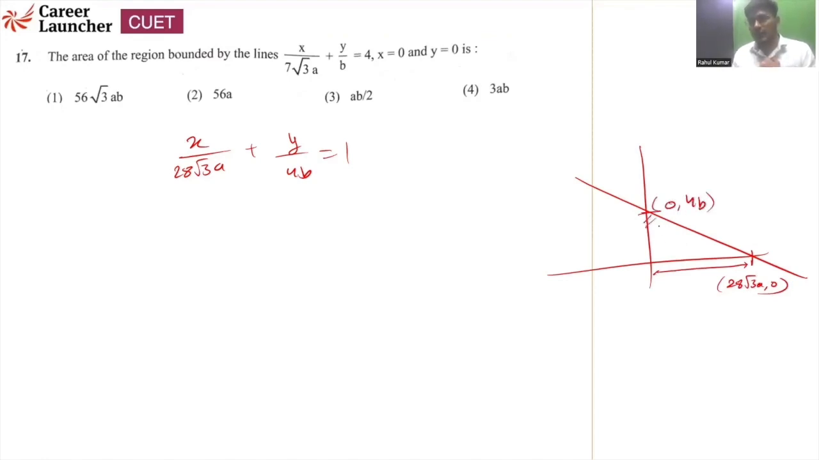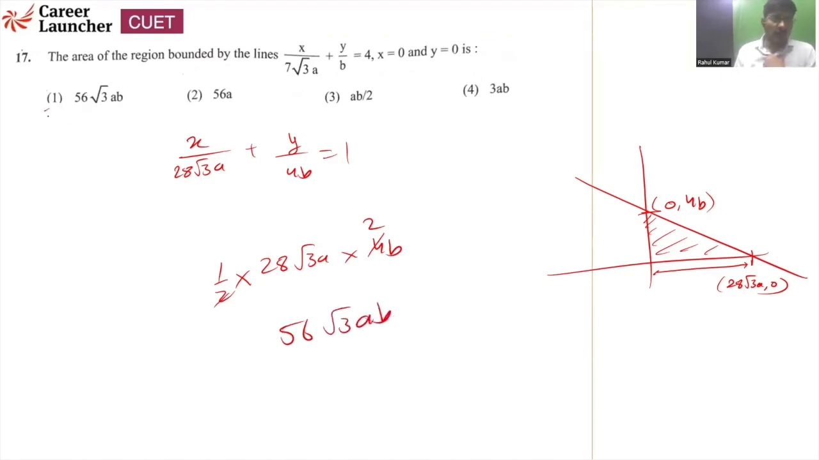Now you need to find the area of this triangle. What will you do? Half into base into height. And when you simplify this, you'll get 56 root 3 AB, which is option 1.